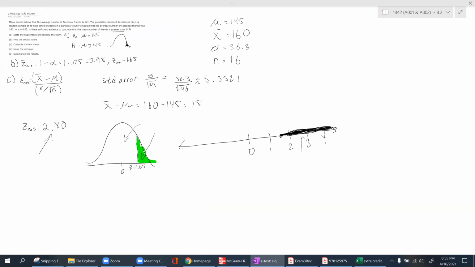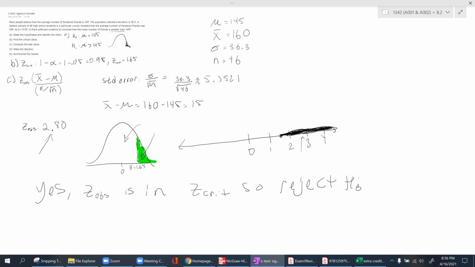So how would you make the decision? The decision is, do you reject the null hypothesis or do you fail to reject the null hypothesis? I would say z observed is in the critical region, so reject the null hypothesis.